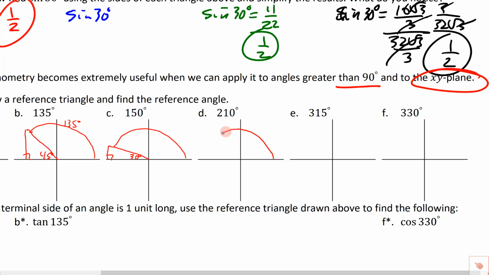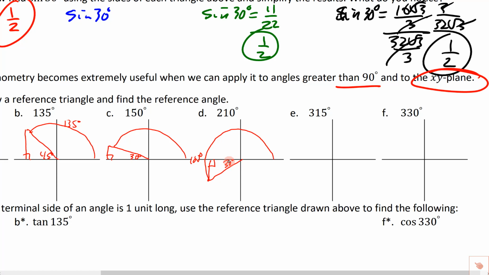90, 180. I got a couple degrees left over. There's the reference triangle. And I'm just going to call on somebody randomly. So Keely, what's the reference angle? What's this little cute angle right here? Well, if this is 180 right here, and we've got 210 altogether, what's left for this little sliver of an angle? Say 30 degrees. 30 degrees. Very good. It's 30 degrees.